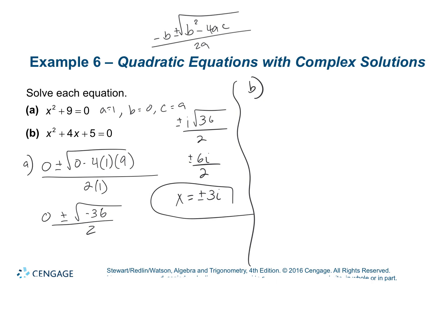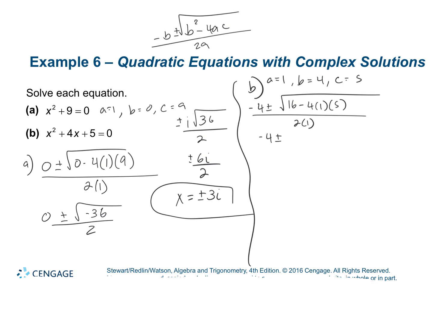For B, again, our a is 1, our b is 4, and our c is 5. I'm going to go ahead and plug the numbers in. So negative 4 plus or minus the square root of 4 squared, so 16, minus 4 times a times c, over 2 times 1. That's going to simplify to negative 4 plus or minus the square root of 16 minus 20 over 2. So it's negative 4 plus or minus the square root of negative 4 over 2.